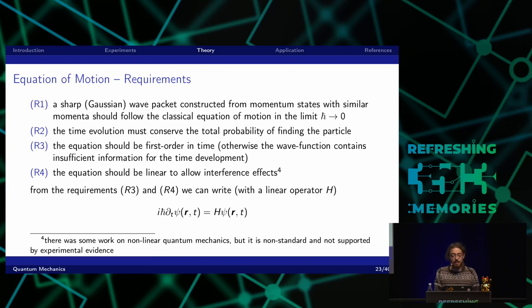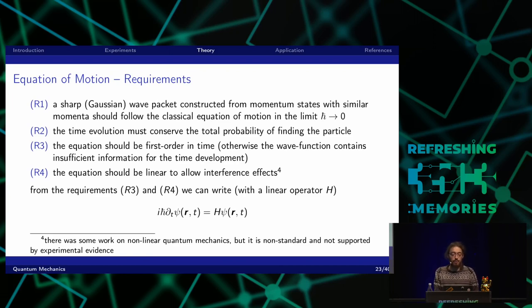And the time evolution must conserve the total probability of finding the particle, because otherwise we couldn't do probability interpretation of our wave function if the total probability of the particle wouldn't remain one. Further, we wish the equation to be first order in time and to be linear, because, for example, the Maxwell equations are linear and show nice interference effects. So we want that, because then simply the sum of solutions is again a solution. It's a good property to have, and if it works that way, why not?